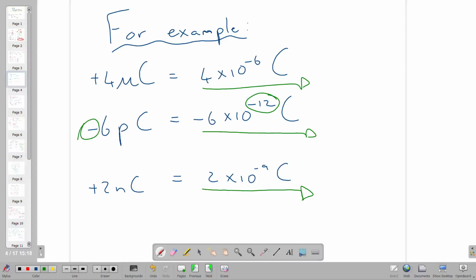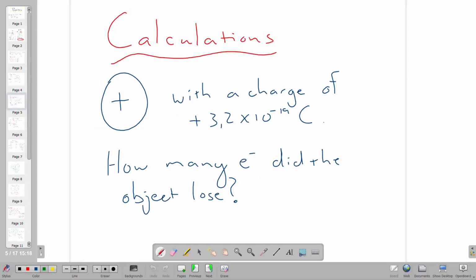So let's take a look at some of the calculations that we're going to be doing in this chapter. Take a look at this object over here. It's positively charged with a charge of plus 3,2 times 10 to the negative 19. Now, this is the charge of the object in coulombs, and they're asking us how many electrons did the object lose. Since it's positive, it must have lost some electrons, either through one of the 3 ways that you can gain or lose electrons, which we'll speak about later.